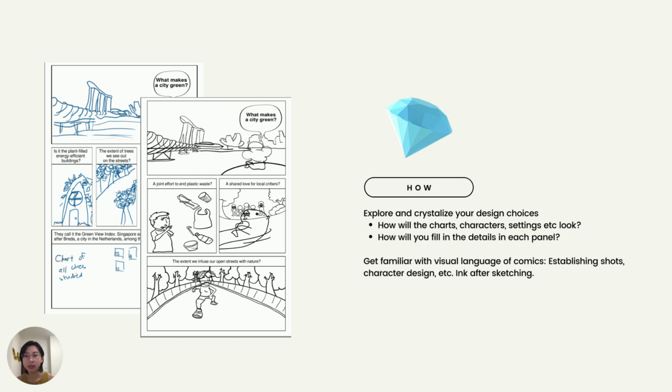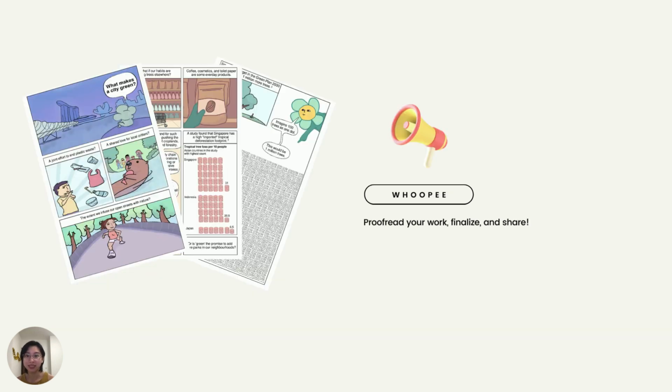Once you have panels and rough ideas of where certain things go, the next part is how, and this is when you explore and crystallize your design choices. How will the charts, the characters, settings, and so on look? It also helps at this stage to get familiar with the visual language of comics. For instance, what does an establishing shot mean? How will you design your character? As well as how will you use speech bubbles or motion lines to draw emphasis to different points. Knowing these things will help you decide how to fill in the details. This stage is also when you finalize your sketches and start to ink your comic.